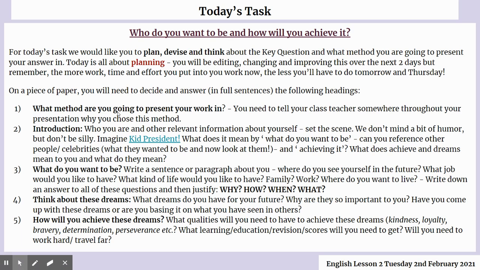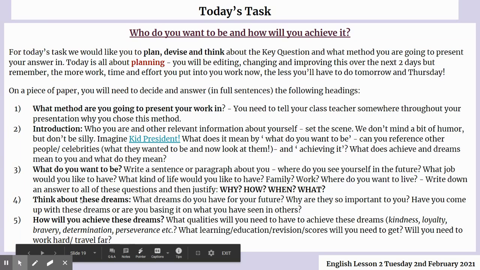So really think about what method are you going to present your work in, your introduction. What do you want to be perhaps when you're older? What about your family, your job, your future? Where do you want to live? All of those key things that make your future and you as a grown-up.